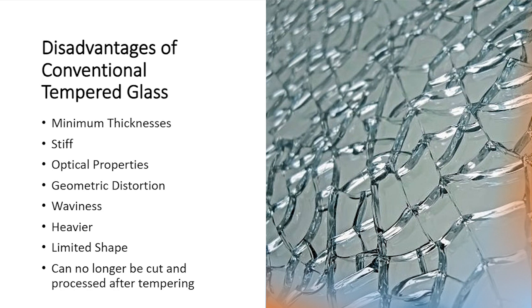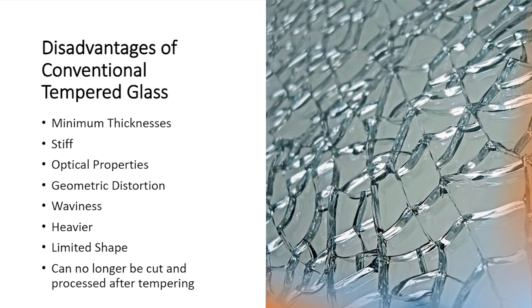The minimum thickness of conventional tempered glass is around 2.5 millimeters. Compared to thin, flexible glass, conventional tempered glass is much stiffer and lacks the ability to bend. Additionally, it is heavier and limited in terms of shapes that it can be produced. Unlike thin, flexible glass, conventional tempered glass experiences geometric distortions and waviness due to the manufacturing process.